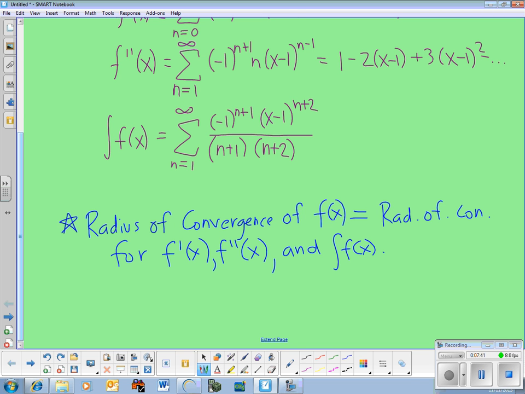You could take as many derivatives or integrals of this thing as you want, and the radius of convergence is not going to change. The only thing that might change is the endpoints.